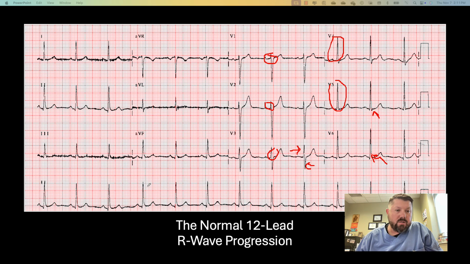In our monitoring strip here, looks like we've got a normal sinus rhythm. We've got narrow complexes all the way around. We don't have any prime waves. We don't have any deep S waves. We don't have any slurred R waves or slurred S waves in leads 1, AVL, and V6. So this looks like a normal 12 lead.